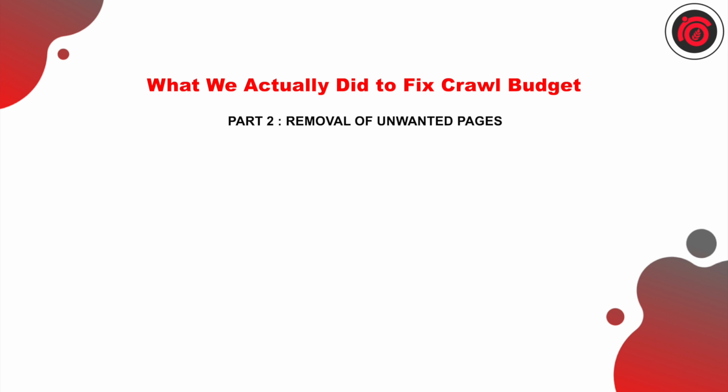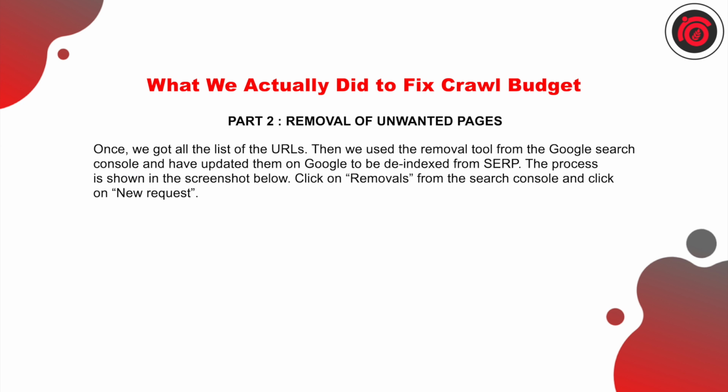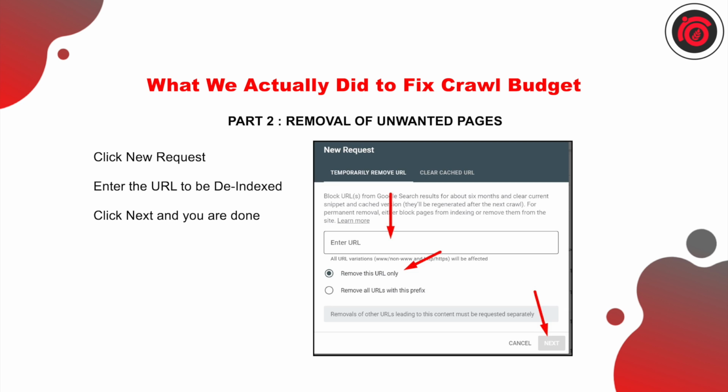Now the second thing is that we have to remove all the unwanted pages using the Search Console exclusion list, which I have talked about before. You basically take all the URLs that you want to remove, put them into the Search Console exclusion list, and those are gone from the index just like that. So how do you do that? You go to the removals tab, you click on the new request button, you enter the particular URL or the prefix of the URLs that you want to remove, and just hit next and it gets de-indexed.